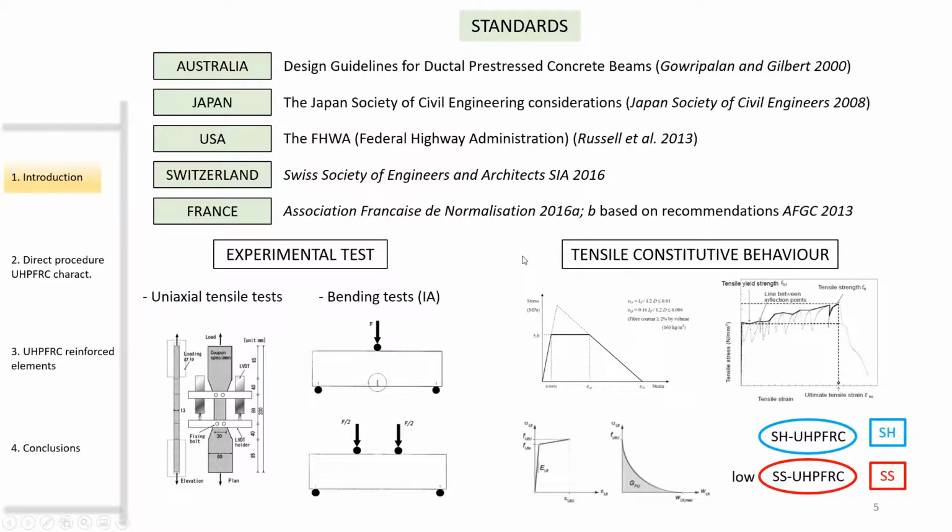And to obtain this tensile behavior experimentally, it is usually proposed to use uniaxial tensile tests mainly, and bending tests. For uniaxial tensile tests, we can obtain the tensile constitutive behavior directly, but they are challenging to perform as they are very sensitive to the setup. On the other hand, bending tests are easier to perform and are an easier alternative to the tensile test. But we need to use inverse analysis methods to obtain the tensile behavior from the bending curve obtained from the bending test.